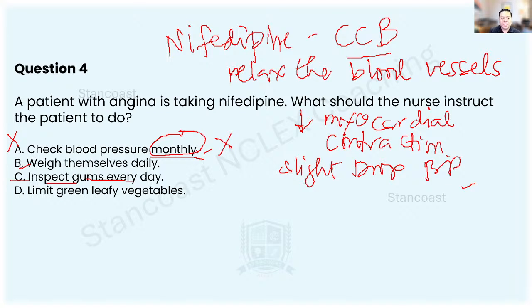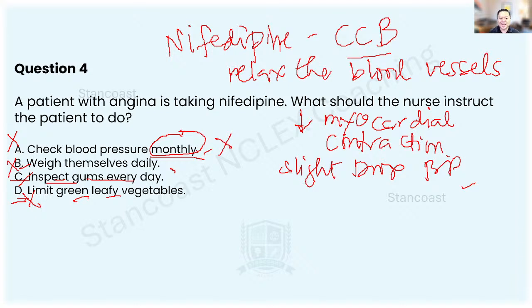Now, we don't really need to tell them to weigh themselves daily, because it's not going to cause retention of fluids inside their body. So we're going to eliminate that one. What about letter C? Inspect gums every day. Or let's take a look into letter D, because myself, I'm considering that I'm not aware of the side effects. So I'm not quite sure about letter C. Let me proceed with letter D. Limit green leafy vegetables. We never heard about that limitation of green leafy vegetables in the diet when taking the CCB. So you will know, hey, this is wrong. So I'm left with just one possible correct answer. Inspect the gums every day.